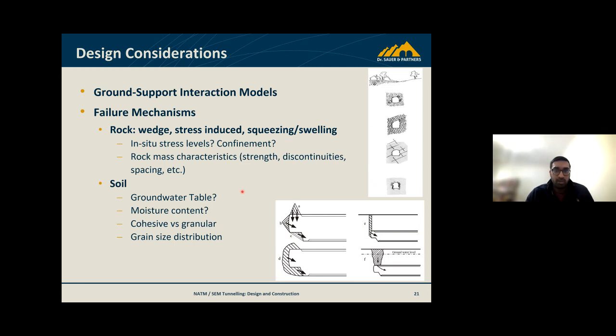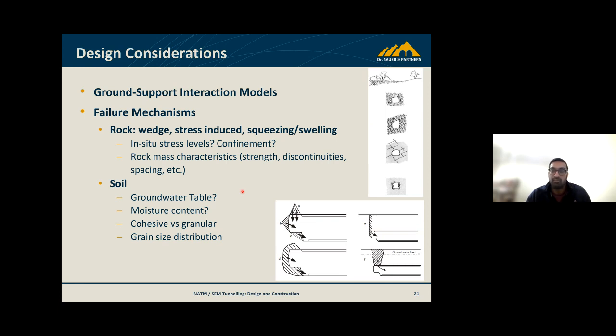Design considerations, again, ground support interaction models. So what the failure mechanism of the ground is essentially going to be. Stress redistribution in the ground results in transferred loads, so you need to address potential failure with design elements.